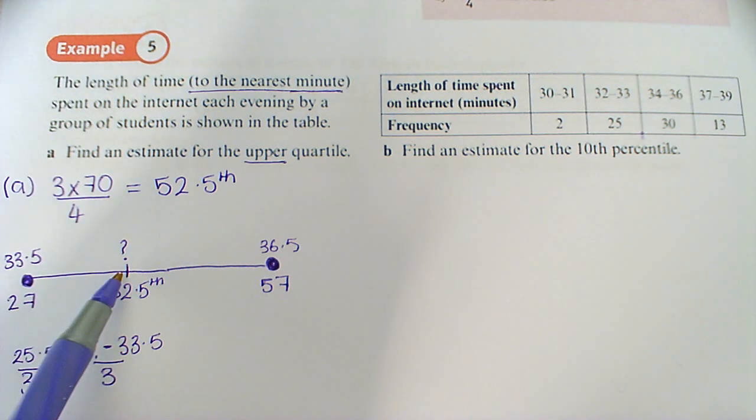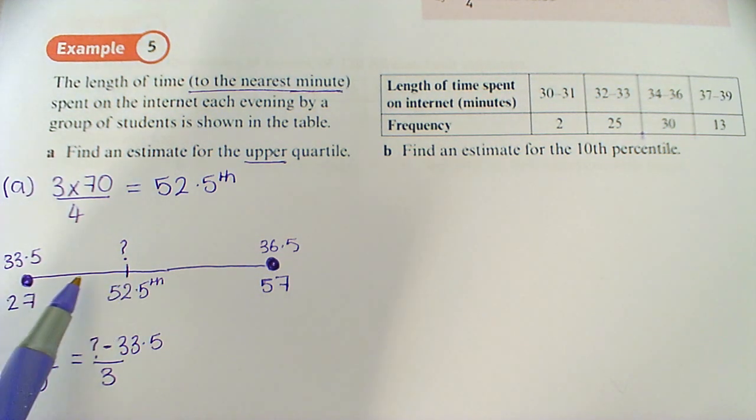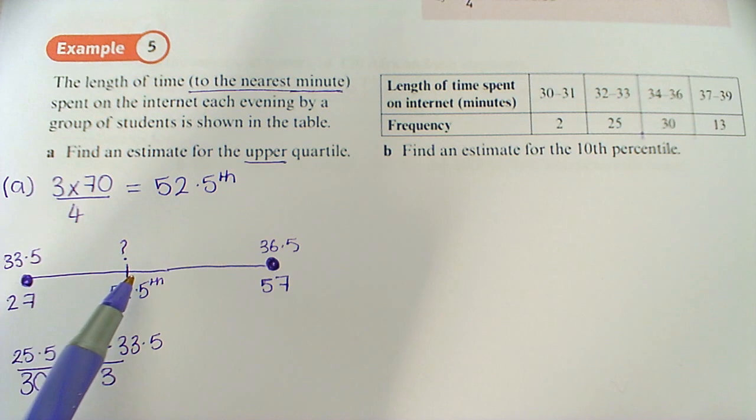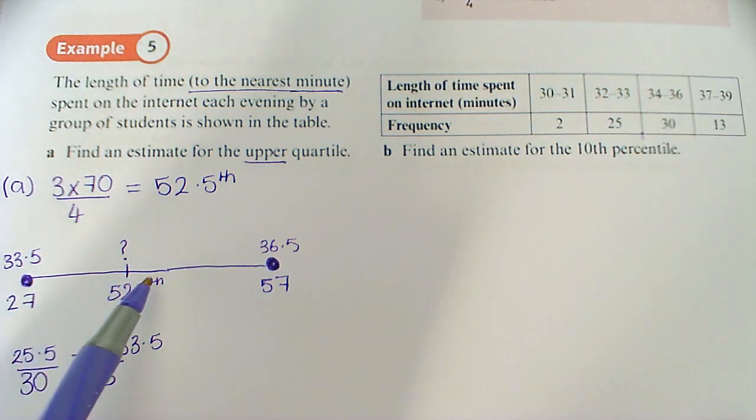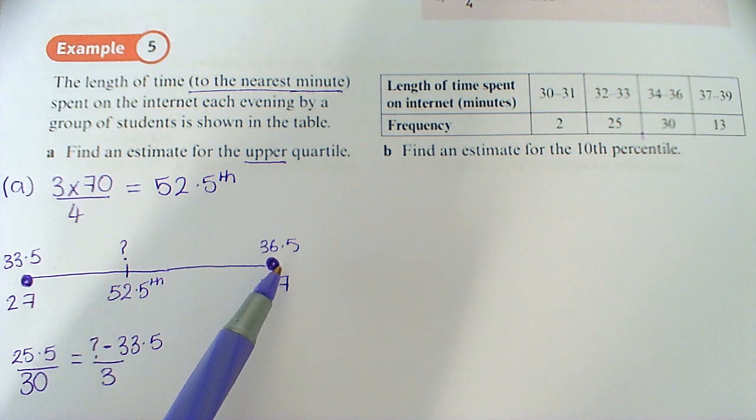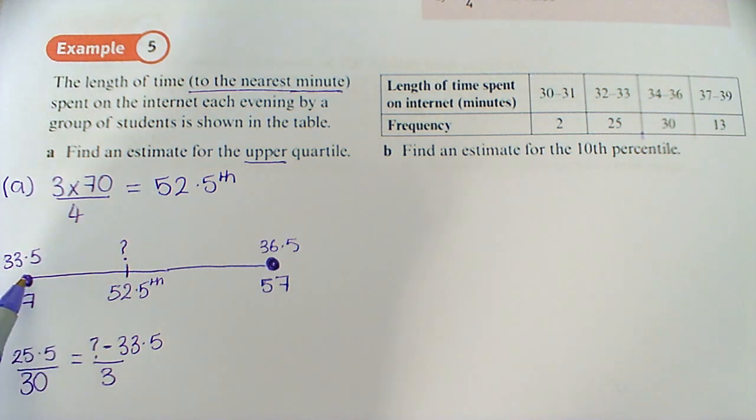So we need to know this distance into the class interval as a fraction of the whole class width. The whole class width is 3. We need to know what distance this is, but it needs to give the same fraction as this one.